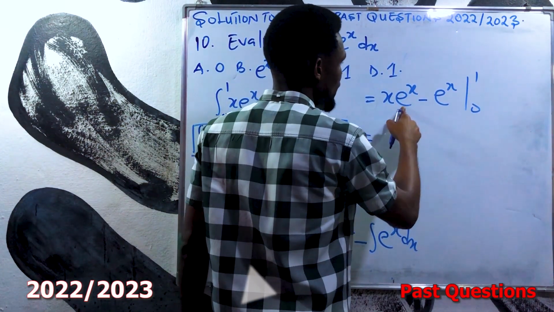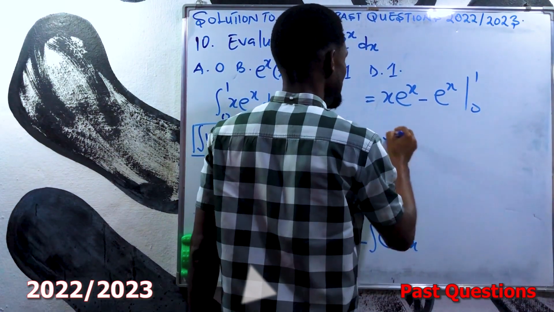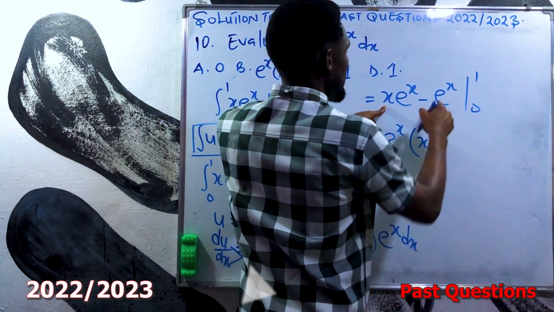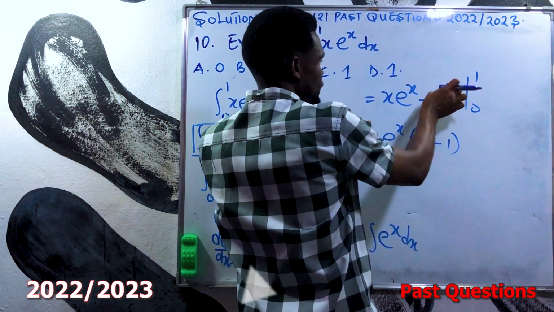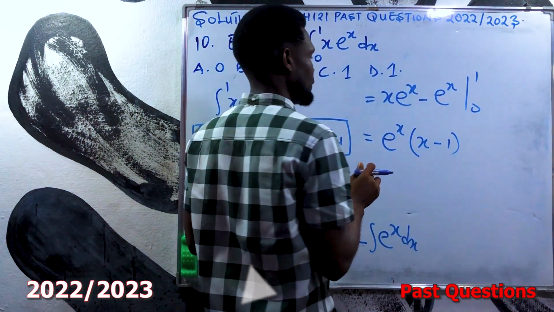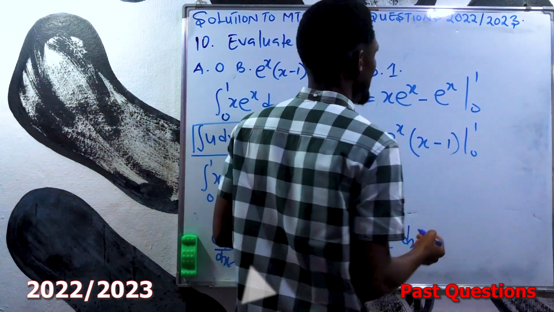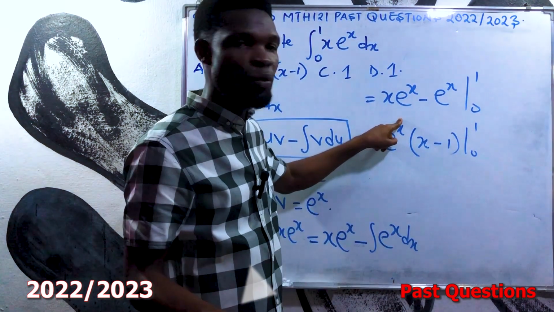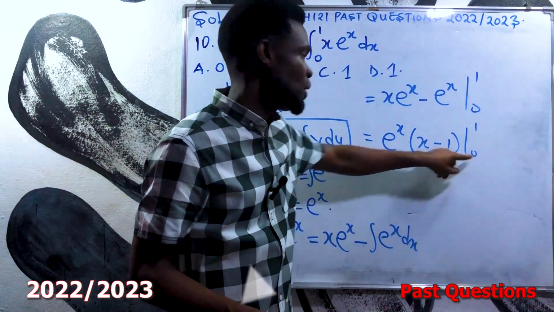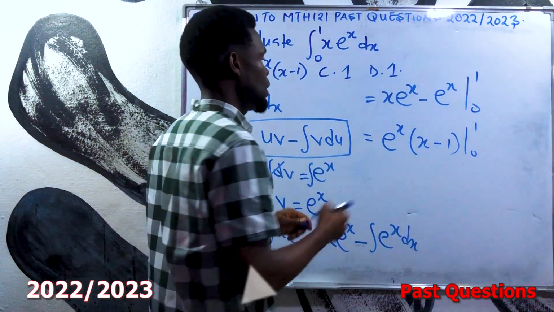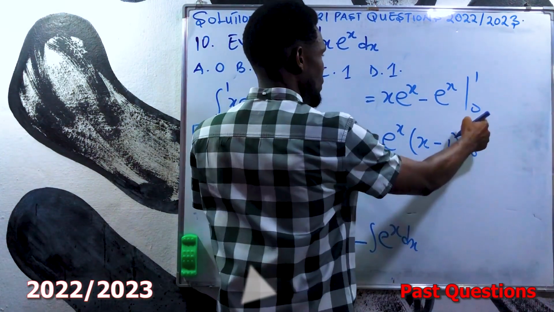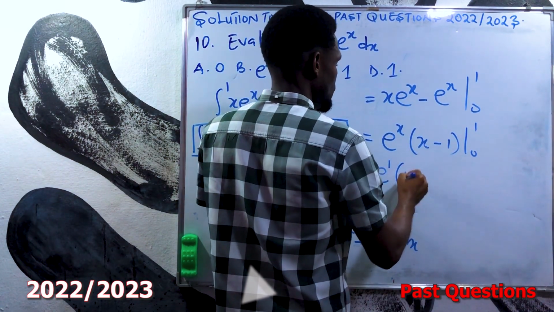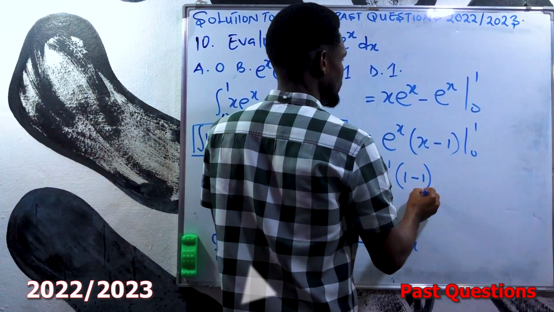So this is equals to, I have exponential x, I have exponential x. I can factor out exponential x, what I'm left with here is x, then minus, what I'm left with here is 1, because you know I've factored out exponential x. Okay, 0 to 1. Let us substitute the values of the upper limit. Then after that, we substitute the values of the lower limit into this integral. So we are going to have exponential 1 into x is 1 minus 1.